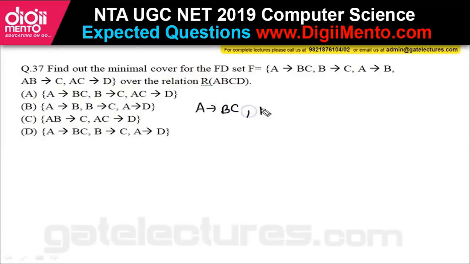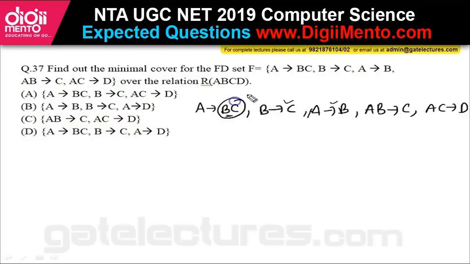A derives BC, B derives C. If you can see, we will break it. And A derives B. We don't need to touch these kind of dependencies. And AB derives C and AC derives D. So first, what kind of case has been taken? This kind. So we will write A derives B and A derives C.